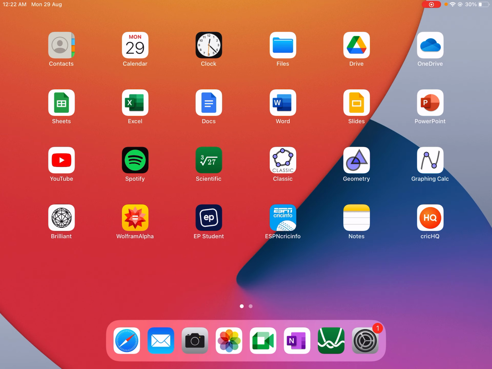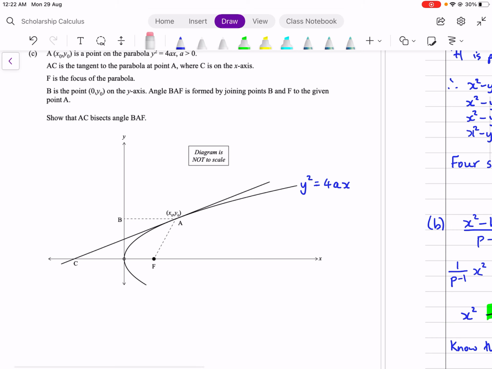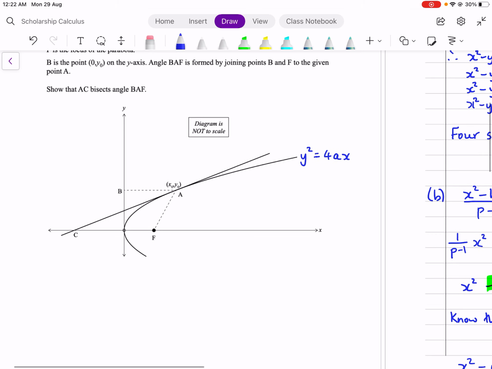Just having a little bit of a lag here. Alrighty, so suppose we didn't know that. And we're just going with this diagram here.